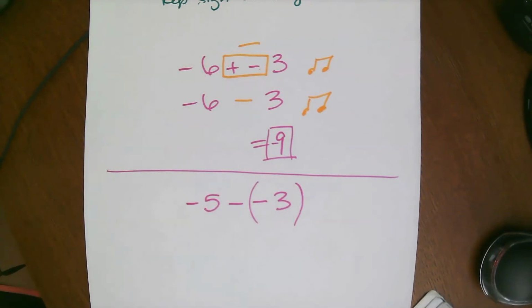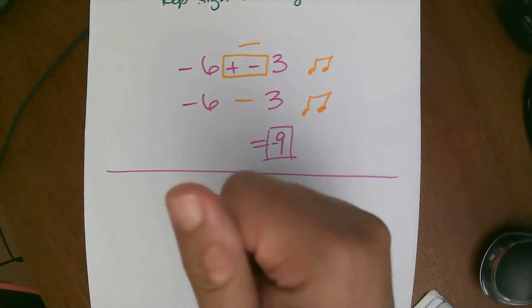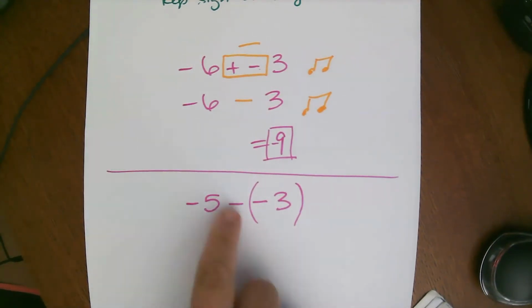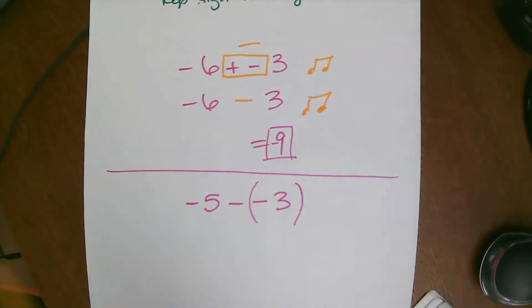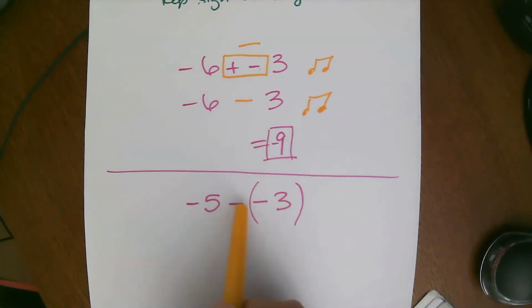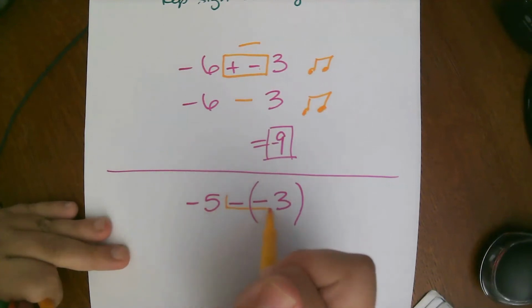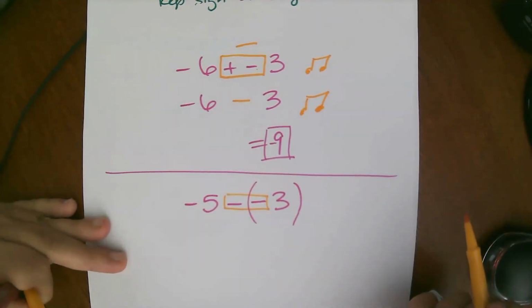All right. Negative 5 minus negative 3. Oh, I can even put some parentheses around that. Let's do that. So negative 5 minus negative 3. So in this situation, the parentheses are just there for grouping. Okay, that's it. It's not a multiplication problem because there's that subtraction right there.